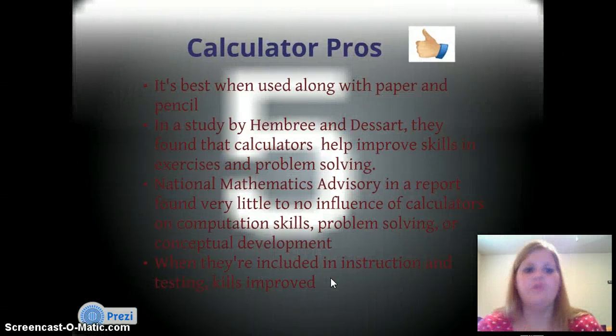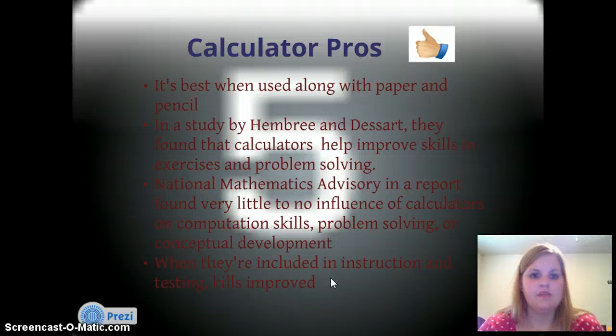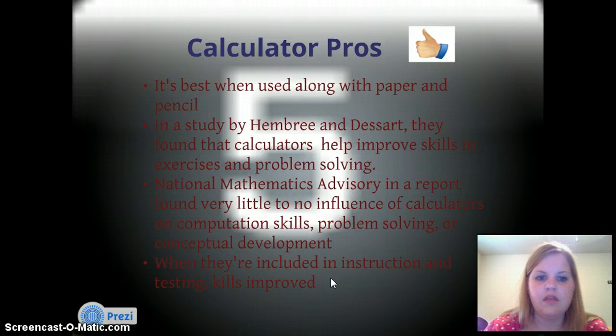Some calculator pros. It's best when used along with paper and pencil, so the old-fashioned way works. In a study by Hembry and Desart, they found that calculators help improve skills in exercises and problem solving. In the National Mathematics Advisory report, they found little to no influence of calculators on computational skills, problem solving, or conceptual development. Calculators can help improve skills and improve attitudes towards math.